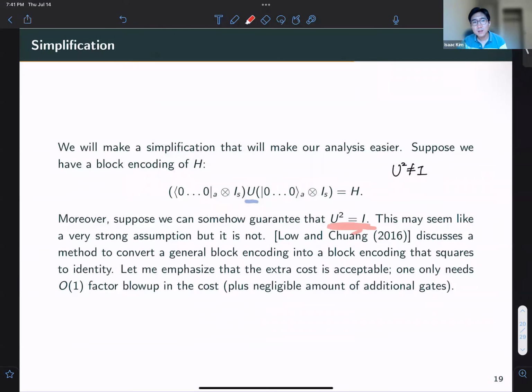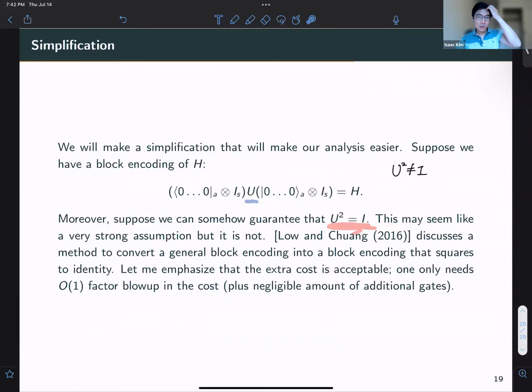So you might be thinking, why am I doing this? The short answer is that it simplifies my analysis. But the more serious answer is that even if you're given a unitary which block encodes a Hamiltonian like this, such that it doesn't square to identity, there's a general procedure to convert that into a unitary which block encodes H and actually squares to identity. So you can always guarantee this.